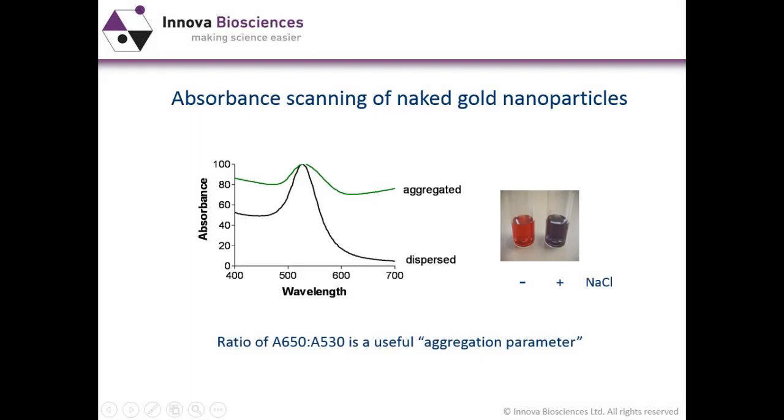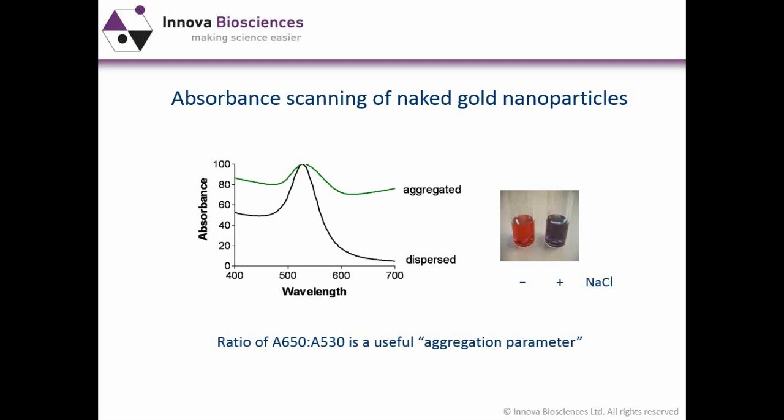Okay, moving on. Not everyone has access to TEM, but you can tell an awful lot about gold particles just from what your eye tells you, and also from simple absorbance scanning in the range 400 to 700 nanometers, which is shown here on the left. A well-dispersed suspension of nanoparticles will give quite a sharp peak, as shown here with the black curve, and in the presence of salt the whole system is destabilized and you get aggregation. You can see that by eye quite clearly in the image on the right, and the absorbance profile changes completely. The green line shown here.